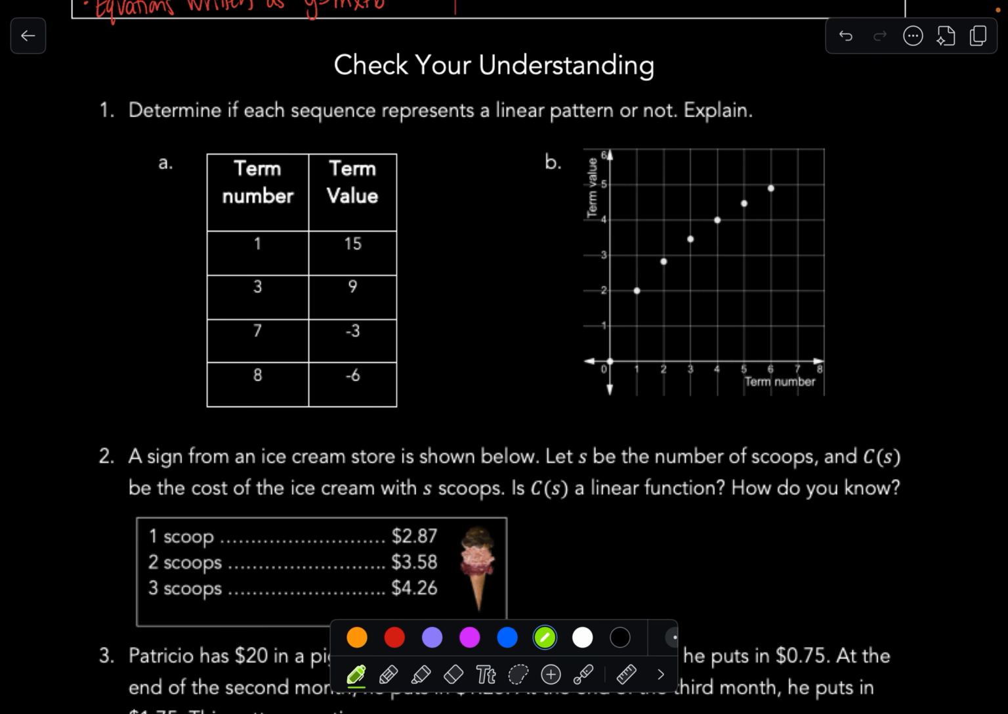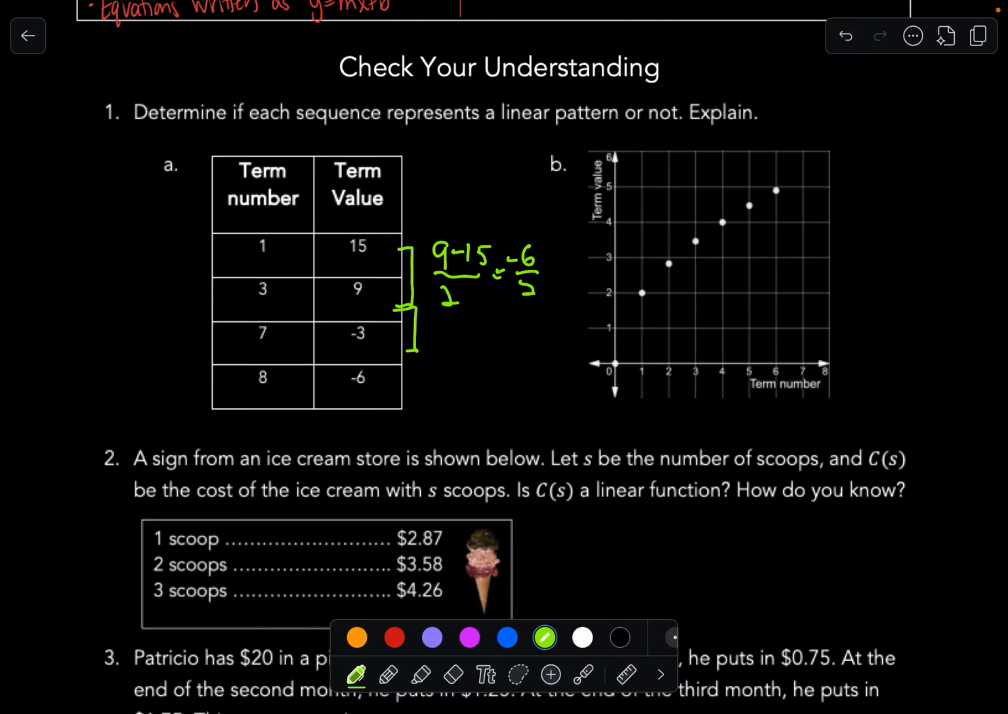So what we're going to do is look for the rate of change on A, since it's a table of data. So that's going to be 9 minus 15 over 2. All right, that's negative 6 over 2. The rate of change here is going to be negative 3 minus 9, which is negative 12 over 7 minus 3, which is 4. That's also negative 3. So these are negative 3.